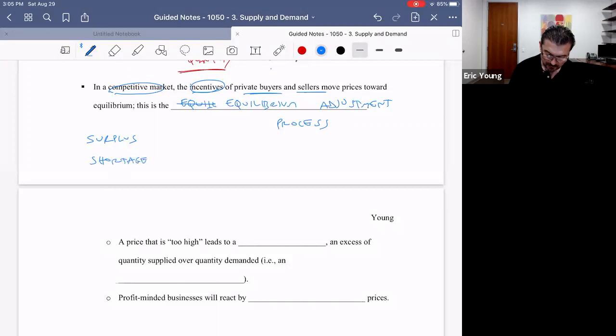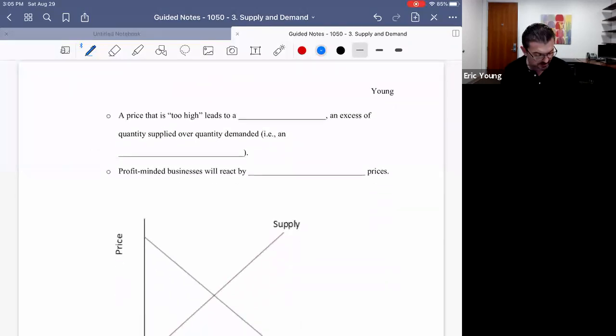and shortage. We can think, if you want to be really fancy to justify the high LMU tuition you're paying, you can think of surplus and shortage as conditions that we can call disequilibria. They're not in equilibrium, surplus and shortage. Let's talk about those briefly.